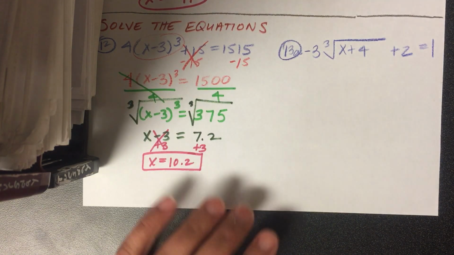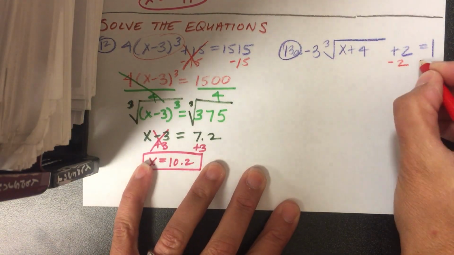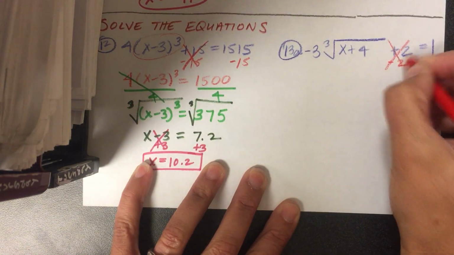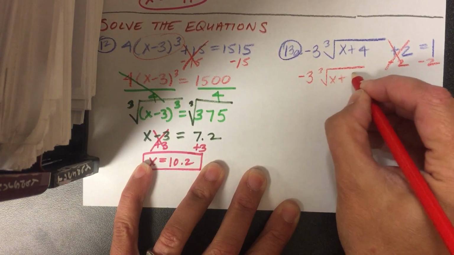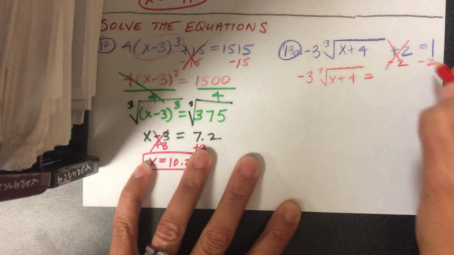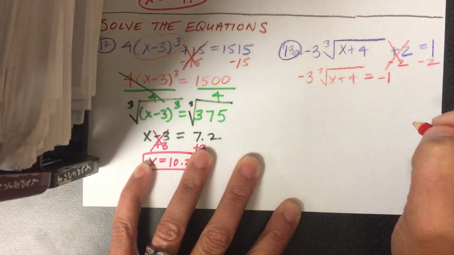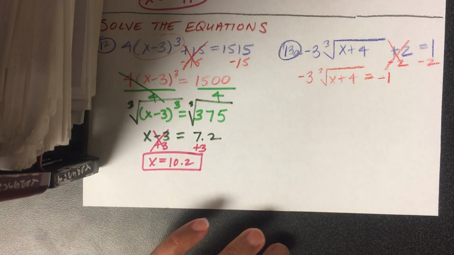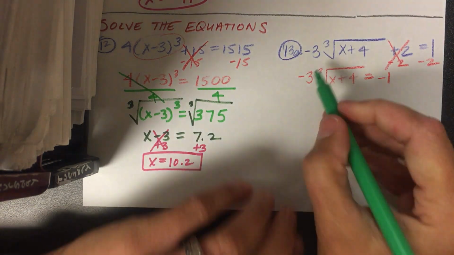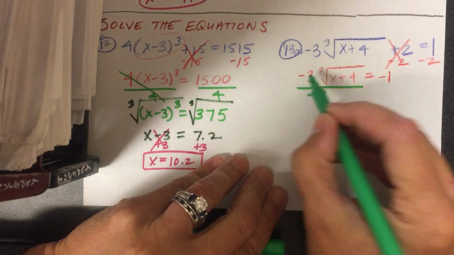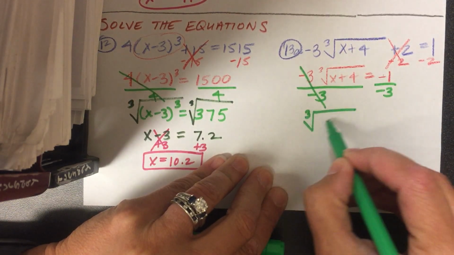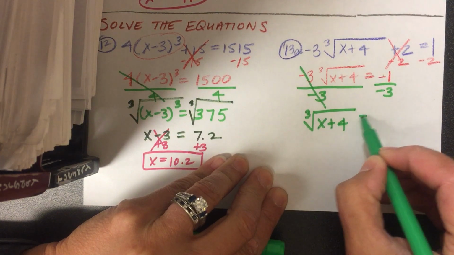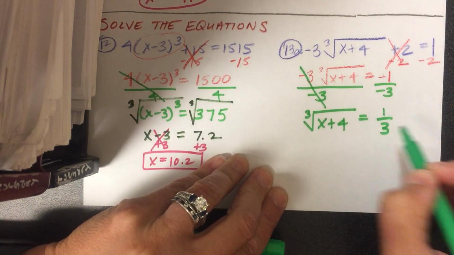The first thing I'm going to do is move this 2 over. So that 2 goes to the other side. I have negative 3 times the cube root of (x plus 4) equals 1 minus 2, which is negative 1. My next step, I'm going to do division. I'm going to divide both sides by that negative 3. That leaves me with the cube root of (x plus 4) equals positive 1/3.